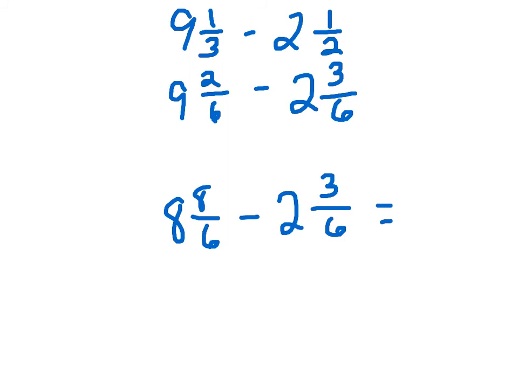We're going to subtract our whole numbers. 8 minus 2 is 6. Our numerators, 8 minus 3 is 5. And our denominator stays the same.